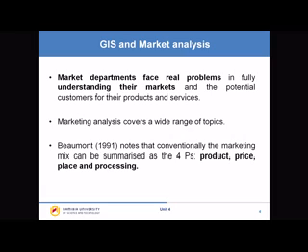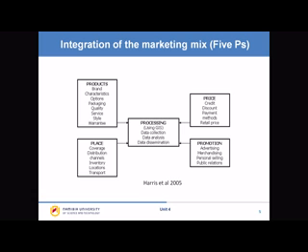Through marketing, many topics are covered, but basically the main ideas or the main concepts are grouped into the four P's: product, price, place, and processing. Here in this graph created by Harris in 2005, we can see the addition of promotion.